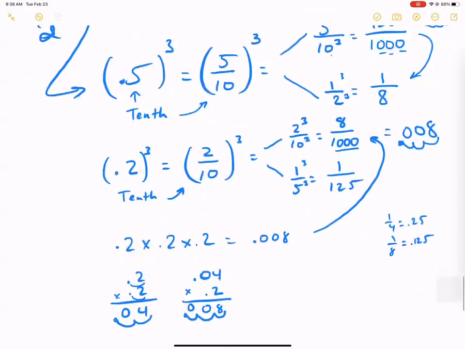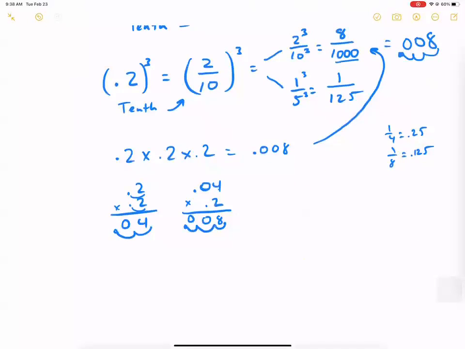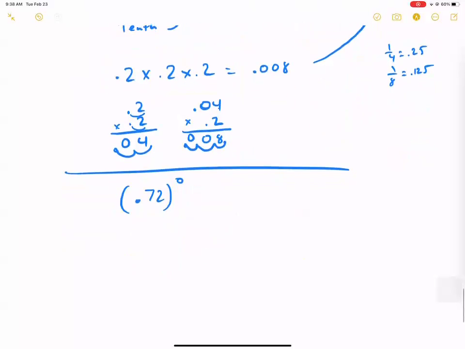Now, one more thing, just as a side trick. If I gave you 0.72 to the 0 power, what is anything to the 0 power, as we mentioned before as a trick? Anything to the 0 power is equal to 1. Good job. Fast. So anything to the 0 power, that's like a dream come true, right? Anything to the 0 power is going to be 1.